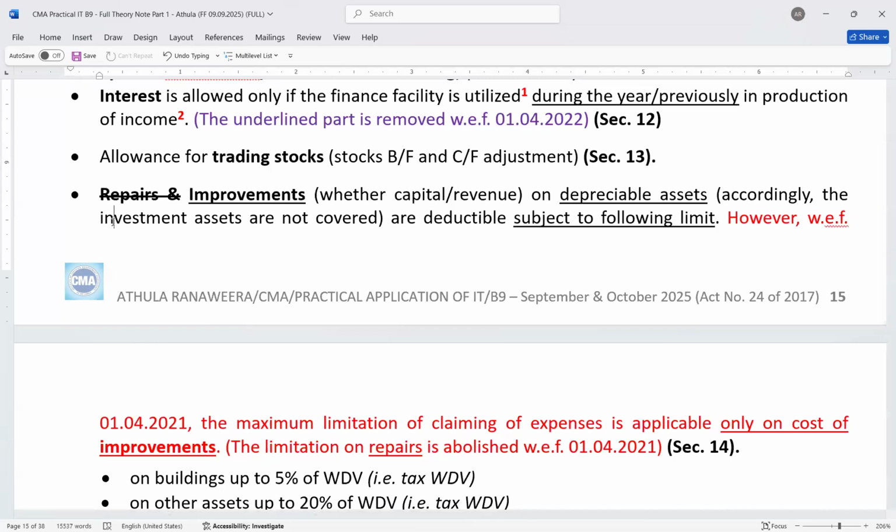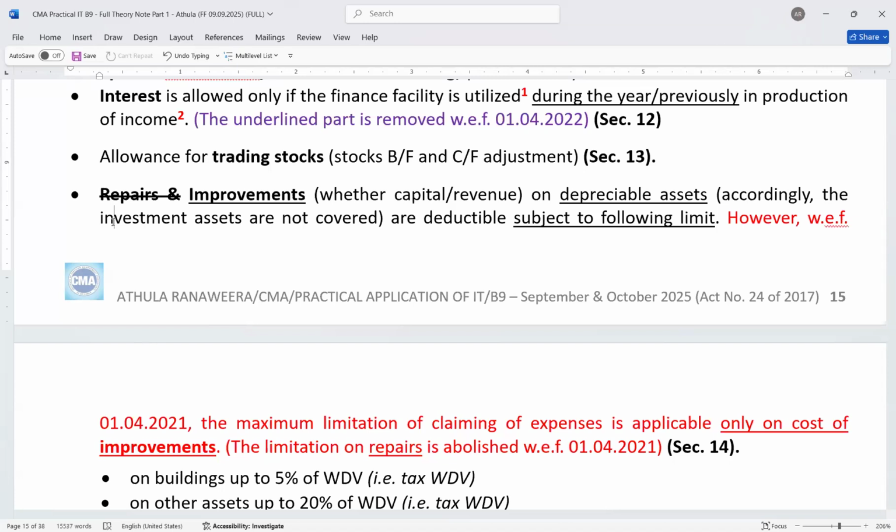Now, therefore, when you limit this claiming facility, it is not fair. It is very unfair. Therefore, after realizing that it is very unfair, they removed the word repairs from this. Now, for repairs, no limitation. If there are repair expenses, you can just claim the entire cost. But improvements, when you say improvements, it gives some indication that it may be even capital nature. Generally, it looks like capital nature, but even revenue nature may be there.